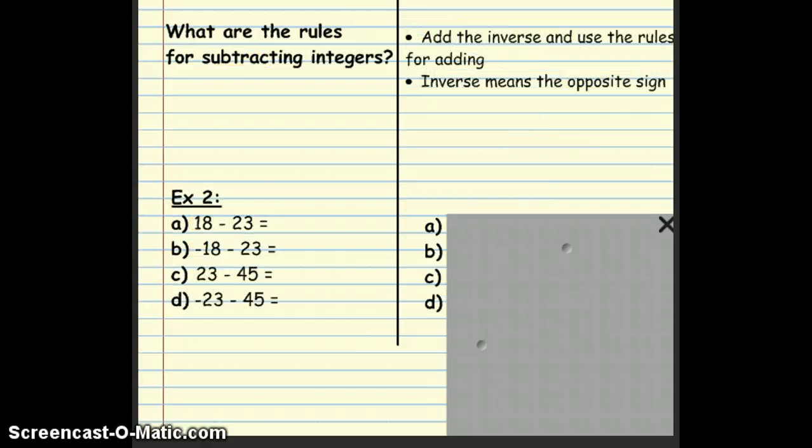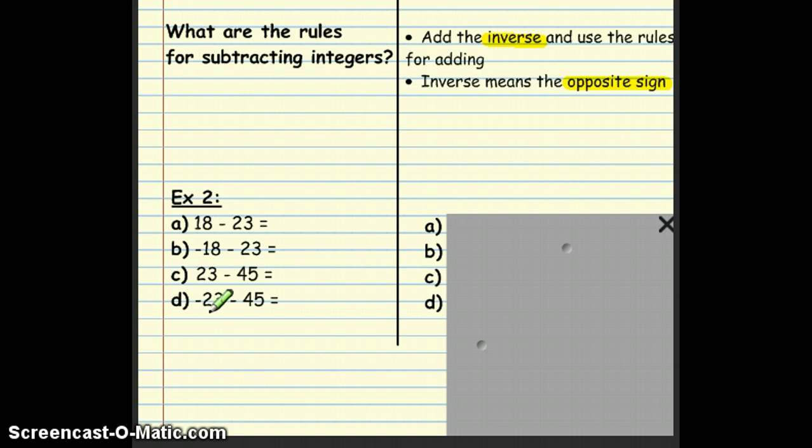The rules for subtracting integers are a little bit simpler. You are just going to add the inverse and use the same rules that we did on the previous page. And when you add the inverse, this means you're going to add the opposite sign, the opposite number. Alright, let's try an example.